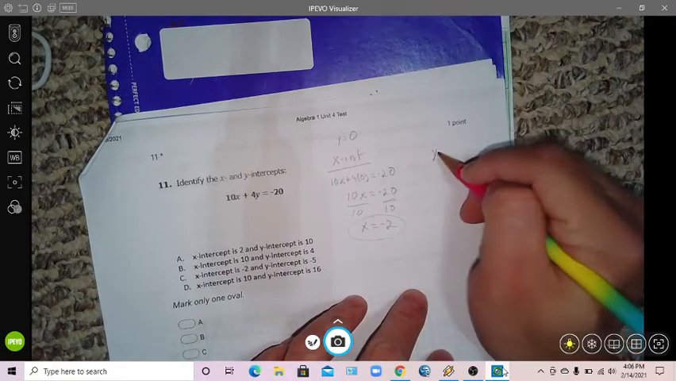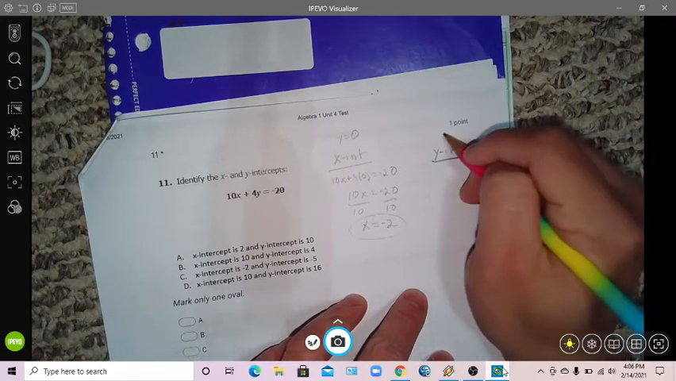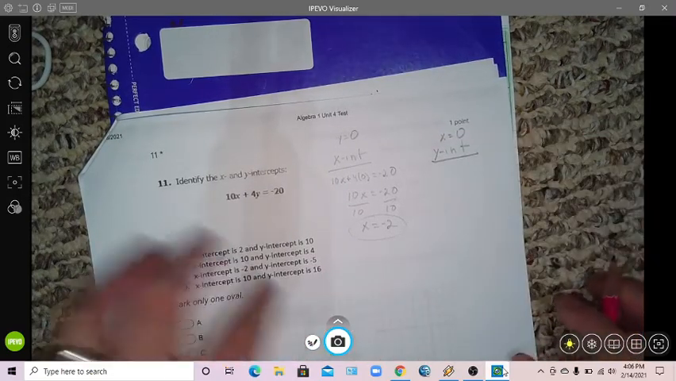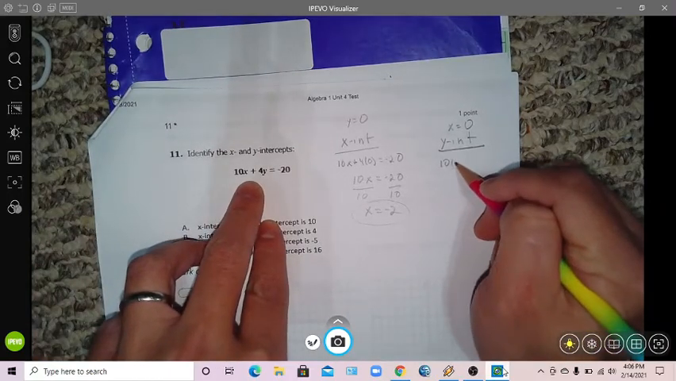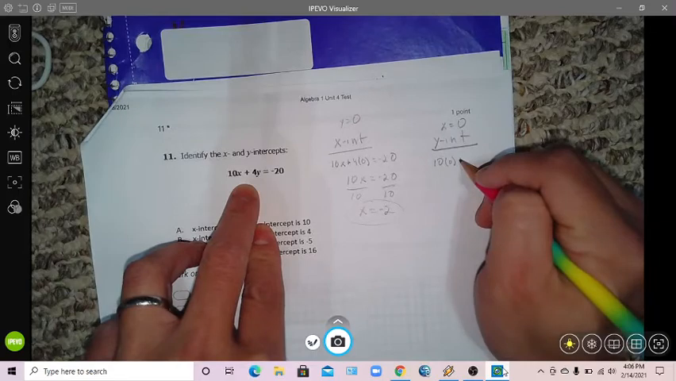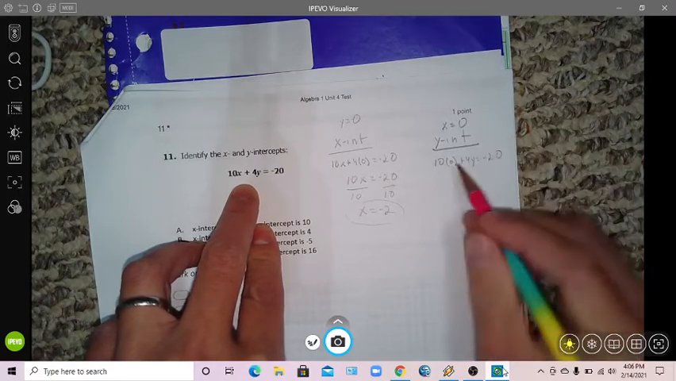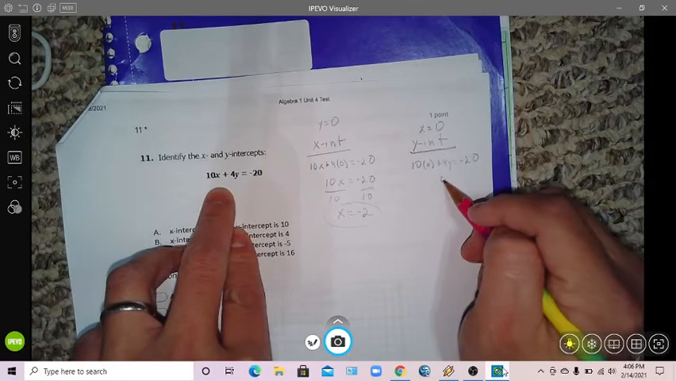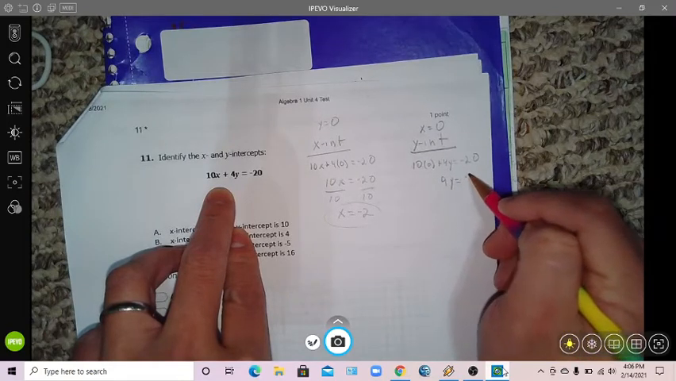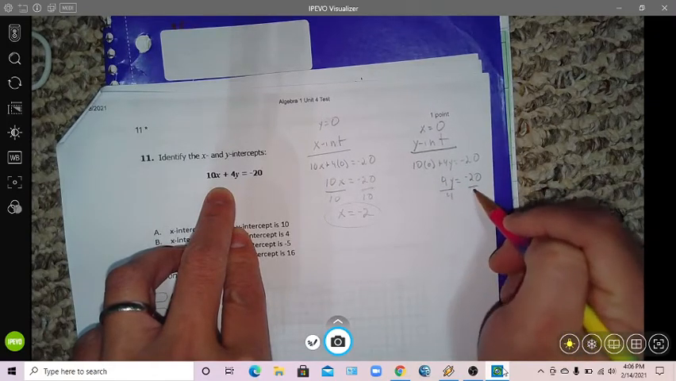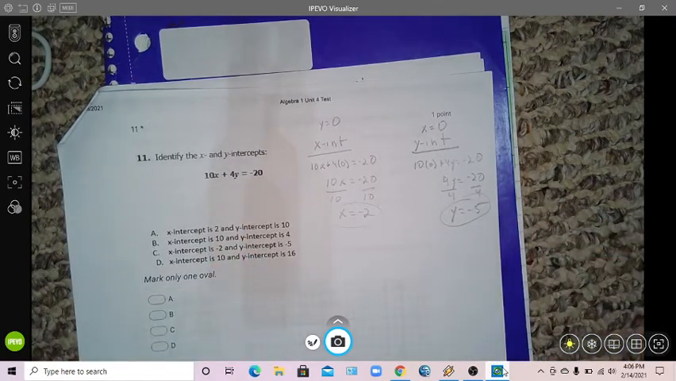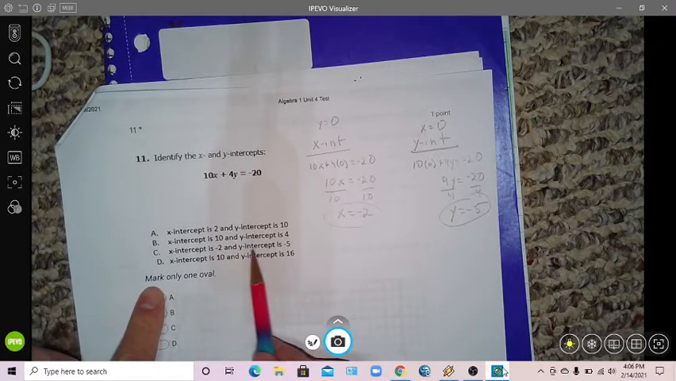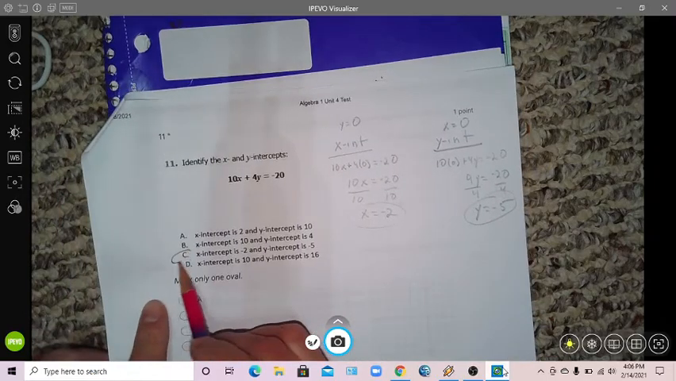Now let's do the y-intercept. For the y-intercept, x equals 0. So 10 times 0 plus 4y equals negative 20. 10 times 0 is just 0, so I get 4y equals negative 20. Divide by 4, divide by 4, y equals negative 5. So the x-intercept is negative 2 and the y-intercept is negative 5. Looks like it's option C, so option C is what I want there.